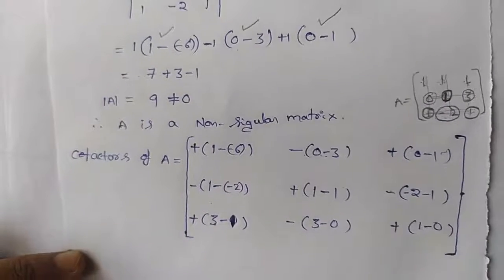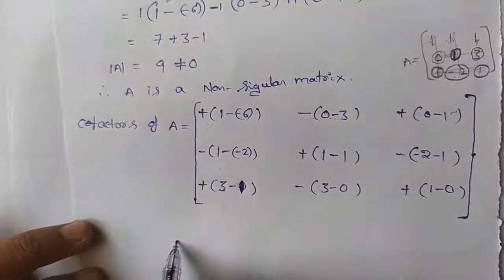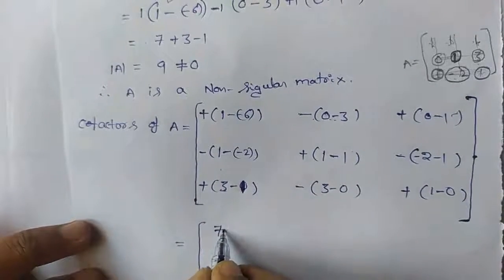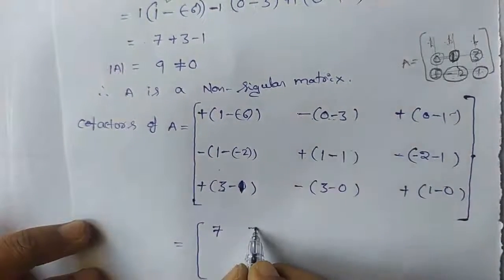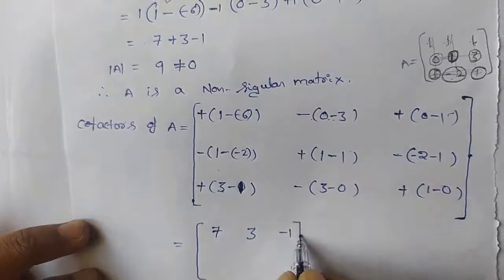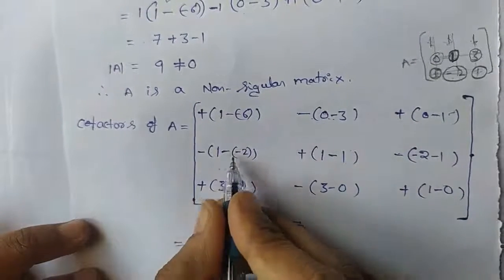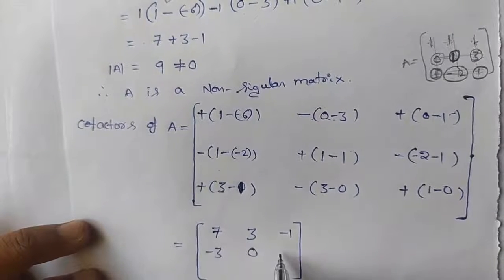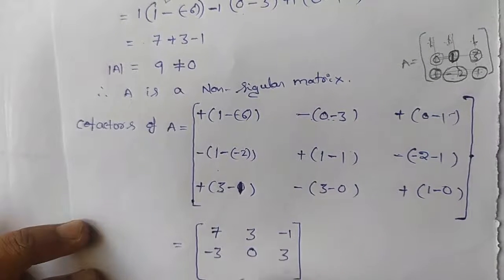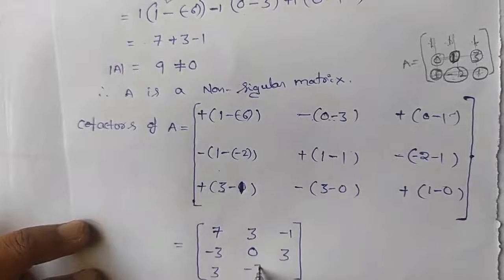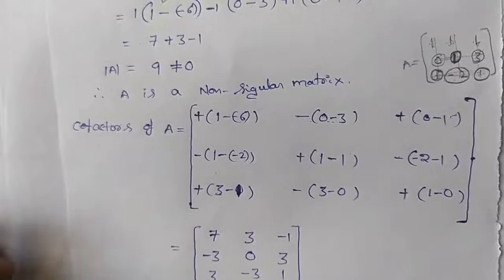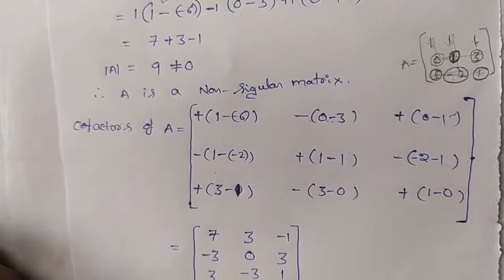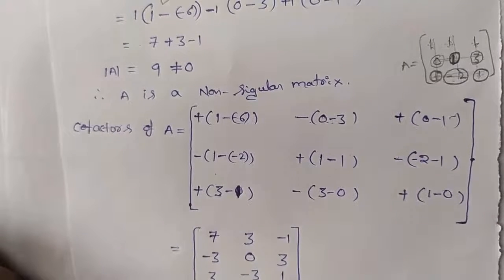Now you just simplify it. That is equals to 1 minus of minus 6 is plus 7, plus 3, minus 1. 1 minus of minus 2, 3. So minus 3, 0, plus 3, 3, minus 3, plus 1. It is what? Cofactors of the matrix A.